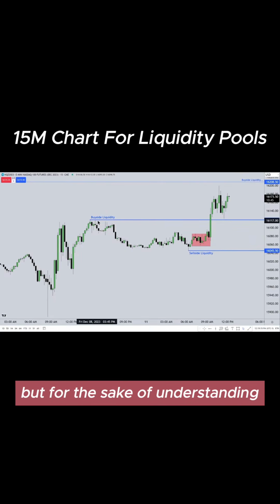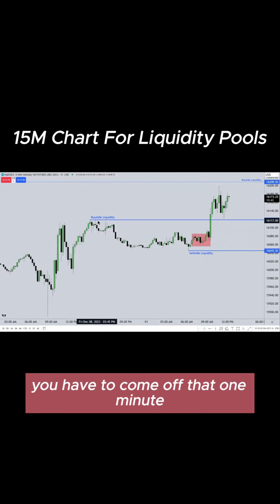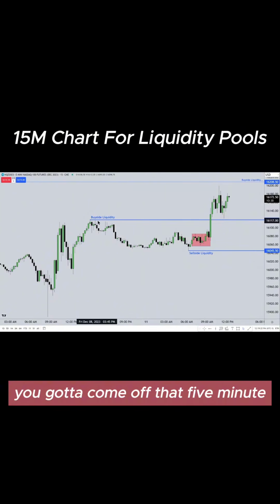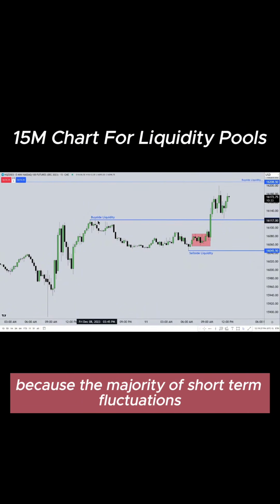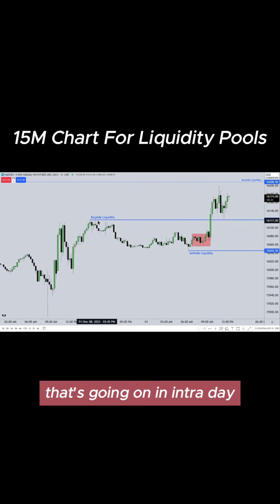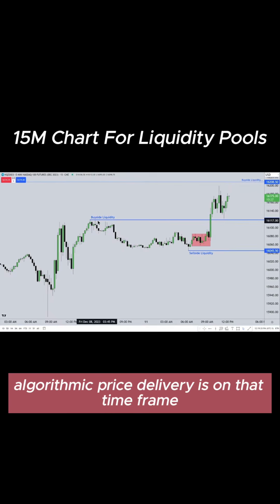But for the sake of understanding the highest degree of probability where the market's going to reach for, you have to come off that 1 minute. You got to come off that 5 minute, go to at least a 15-minute time frame. Why? Because the majority of short-term fluctuations that's going on in intraday algorithmic price delivery is on that time frame.